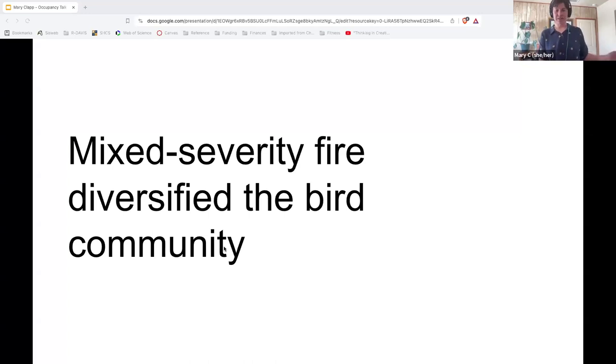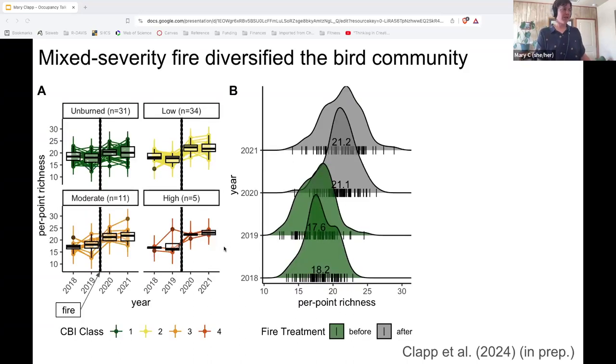What we found, I'm going to skip over the modeling methods for that one. What we found is that mixed severity fire, such as the Caples fire, diversified the bird community. So what we see here is species richness, the number of species that we detected per point for each severity class of the prescribed fire. And what we see is that on average, species richness went up in every single fire severity class.